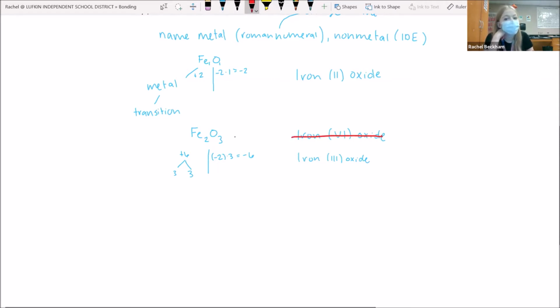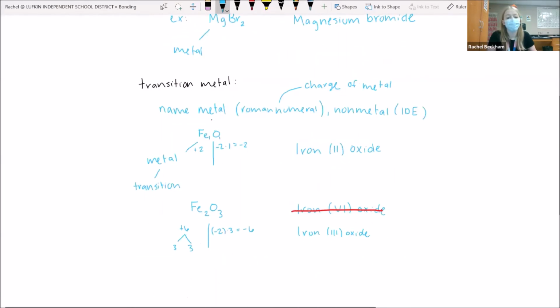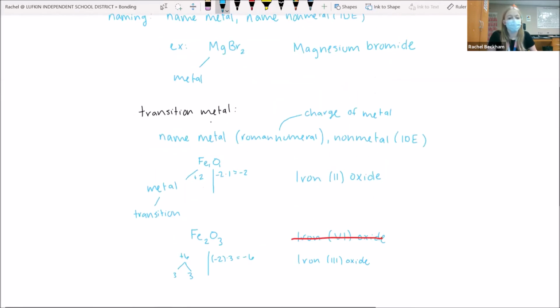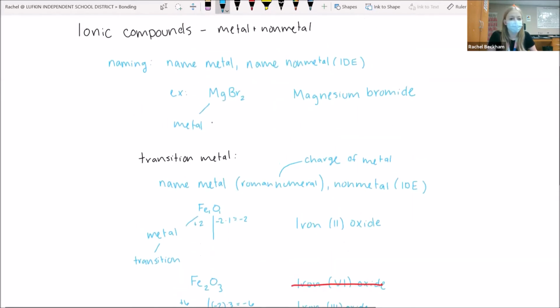Does that make sense so far, how I got the 3 there? The best thing you can do for learning is to follow along enough that you ask questions if you're not tracking. That's a great thing if you can do that. So let me know if you have any questions. So that's how you name a transition metal.